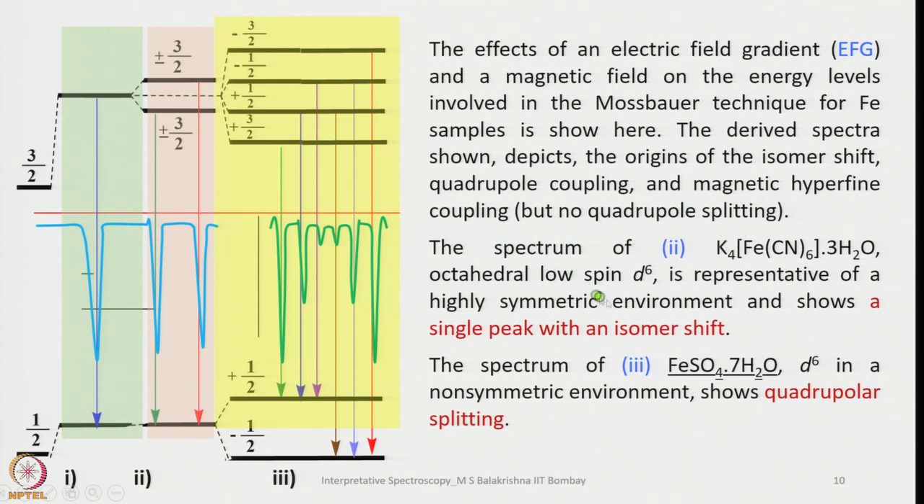The spectrum of 2, that is K4[Fe(CN)6]·3H2O, is octahedral, low spin and d6, because it is a plus 2 state. d6 is representative of a highly symmetric environment and shows a single peak with an isomer shift. It is a highly symmetric octahedral molecule. The spectrum of 3, Fe(CO)4·7H2O, is also d6 but in a non-symmetrical environment. As a result, it shows quadrupolar splitting. You can see quadrupolar splitting here.